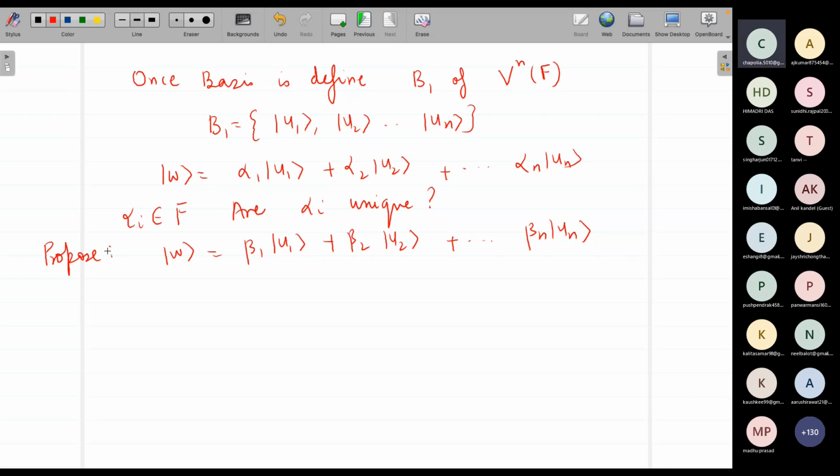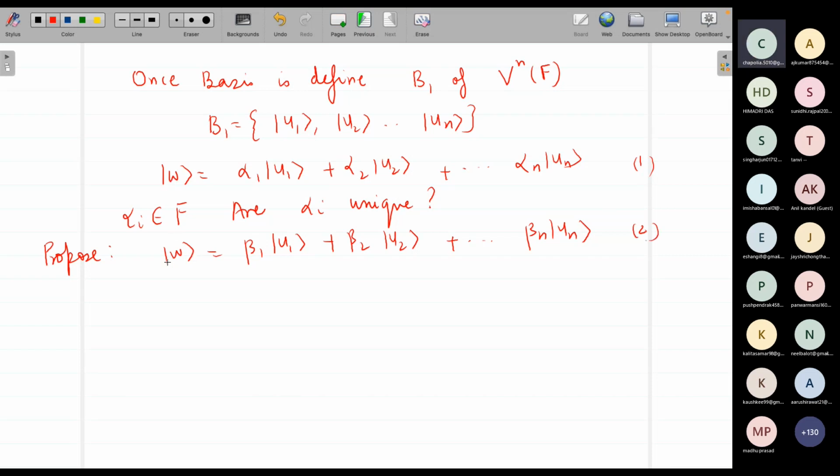It will be around the concept of n equations and n variables, so there will only be one solution. So you can equate both the equations and you'll get alpha 1 minus beta 1 U1 plus alpha 2 minus beta 2 U2. So let's say that we propose that there exist beta i's such that I can also write this one, and I just take the difference of the two.